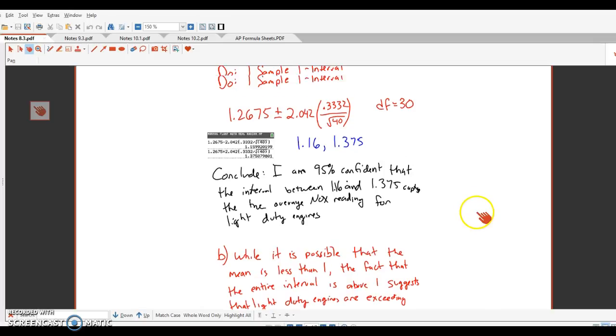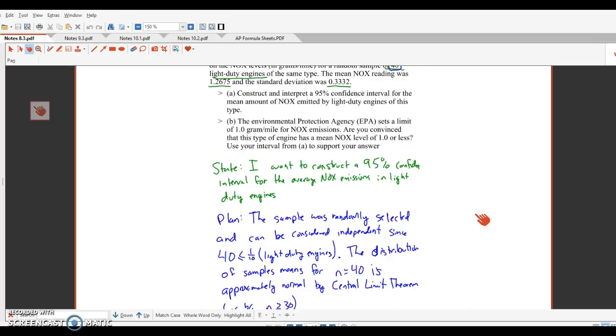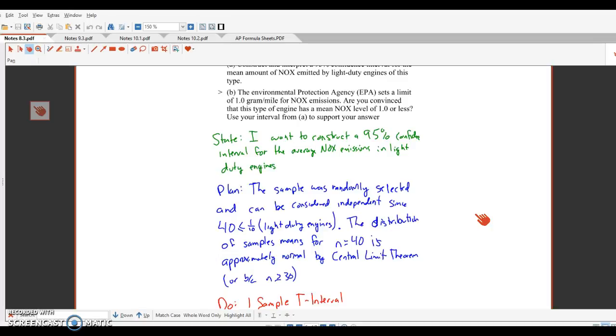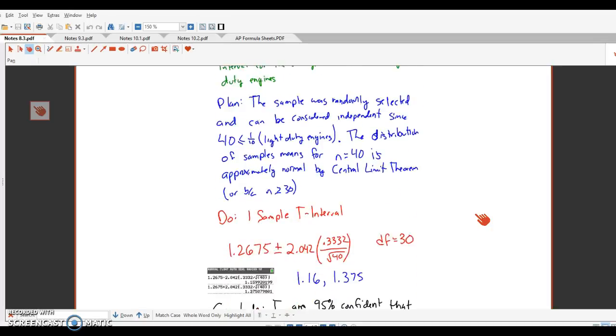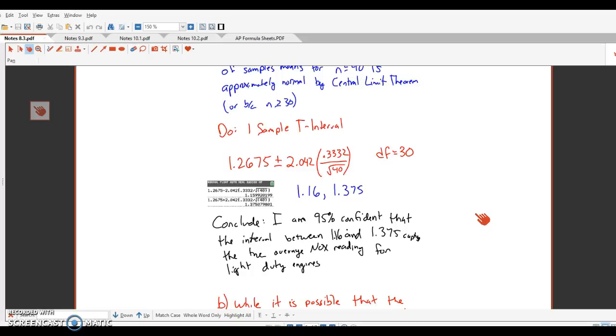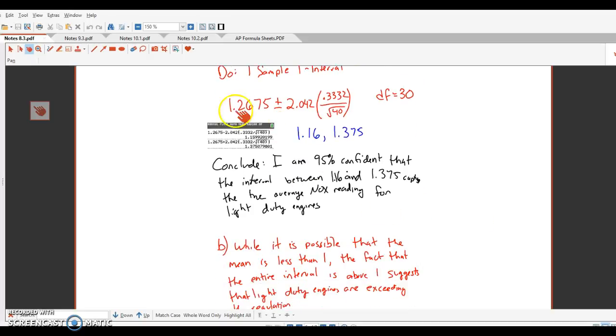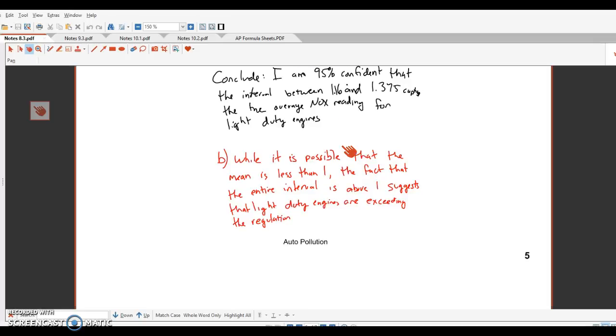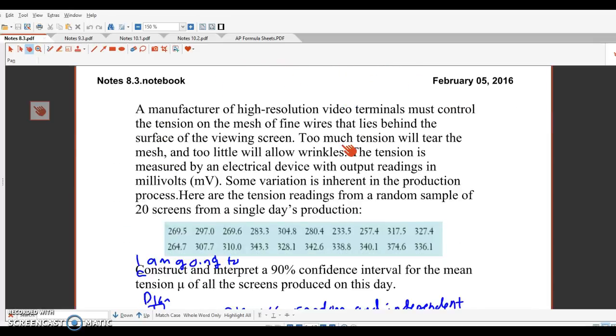Part B, they set a limit of 1.0 for this type of engine. Do I have evidence to suggest that it is below that? It is possible that the true average is below that, but because we have both ends of the interval well above 1, not below, we would say it would suggest that the light-duty engines are exceeding the regulation.